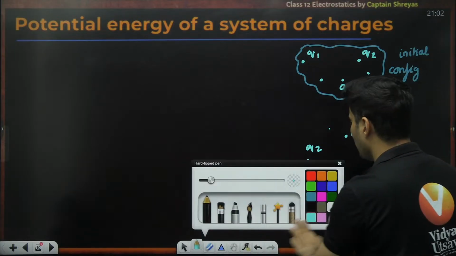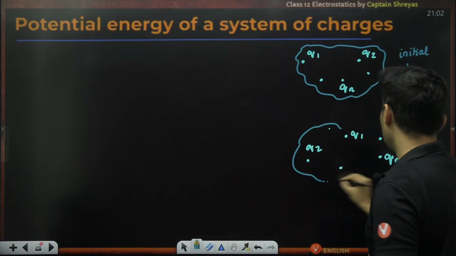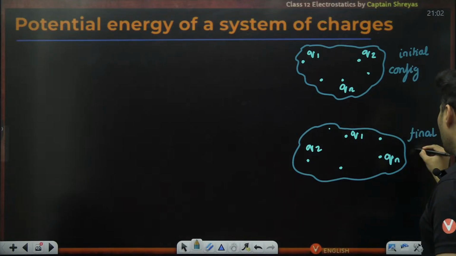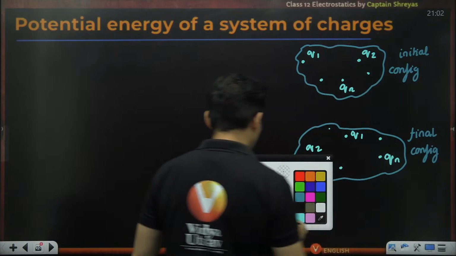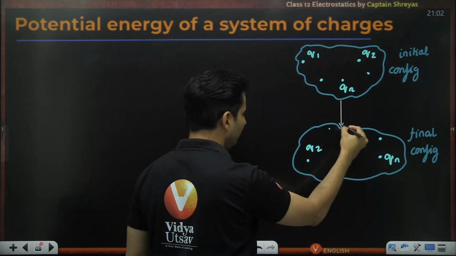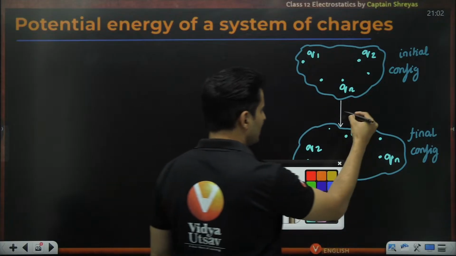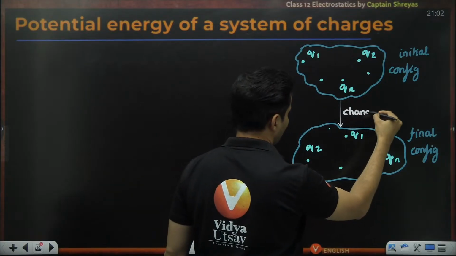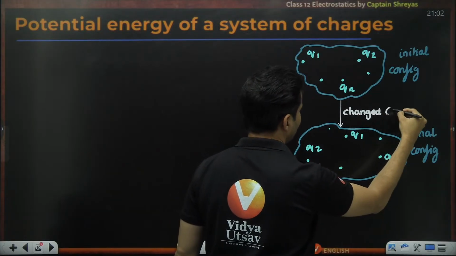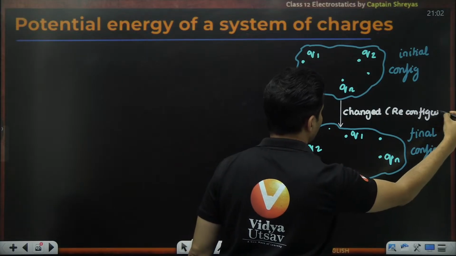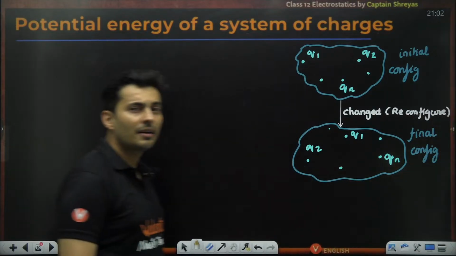So you have changed the configuration. So this is basically your final configuration. You have changed the arrangement of the system. This is a process which was done. So you have changed it, or basically reconfigured it. Many such questions are there. You have just reconfigured it.